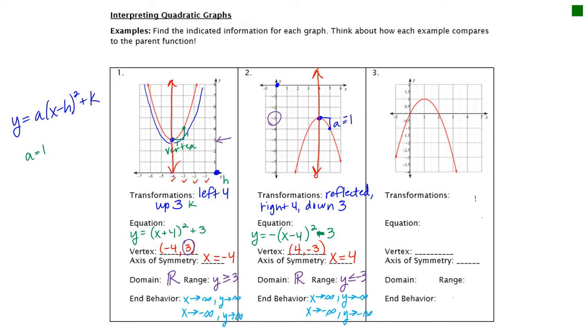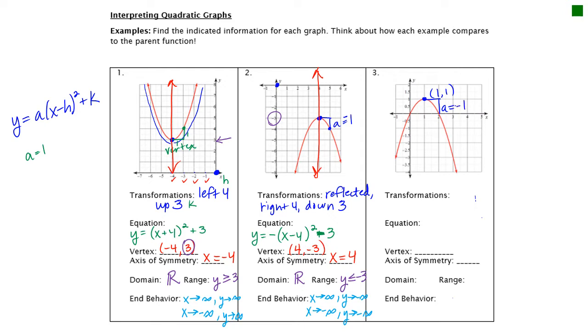All right, number 3. So I'd like to identify the vertex. This graph looks a little funny because it goes by halves instead of by ones. So just be really careful. My vertex here is actually (1, 1). Now let's take a look at the a value. So I'm going to go right 1, and then I have to go down 1. So that means my a value is 1, and because it's flipped upside down, it means it's actually negative.